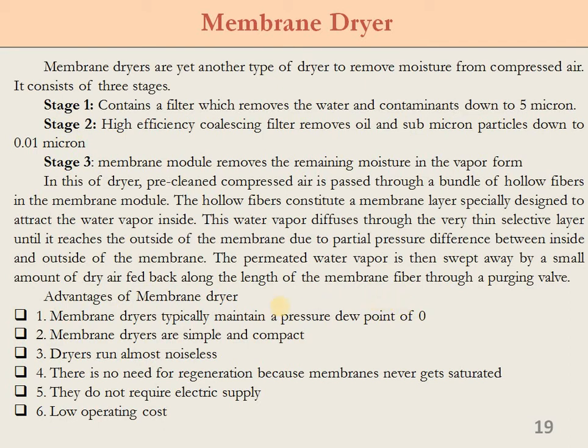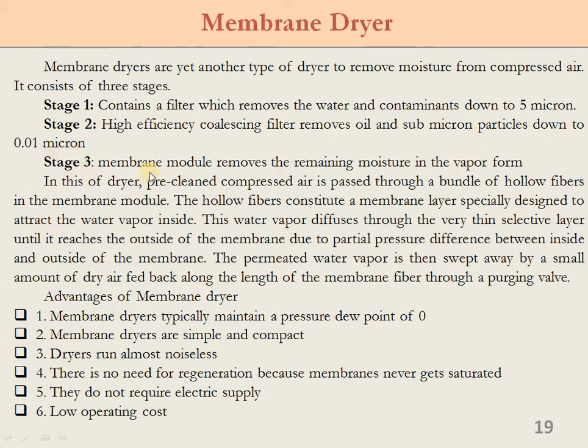Okay, membrane type dryers are another type of dryer to remove the moisture from the compressed air. It consists of three stages. Stage 1 contains a filter which removes the water and contaminants down to 5 microns. Okay, in the first stage of these membrane type dryers, it contains a filter which removes the water and the contaminants of size less than 5 microns. And in the next stage, a high efficiency coalescing filter removes oil and sub-micron particles down to 0.01 microns.